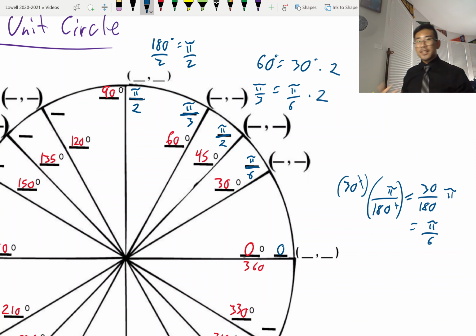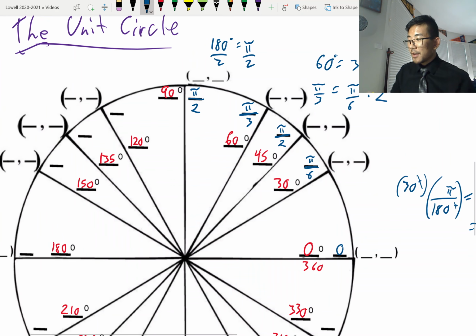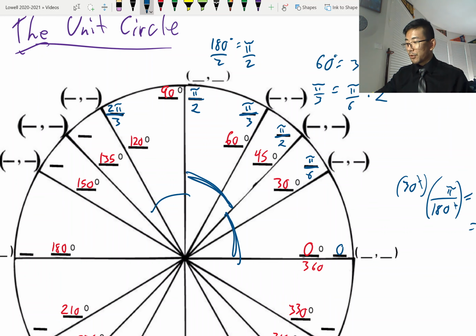Again, what's nice about this is that you don't have to memorize the radians all the way around, right? Because think about this, 120 is just 60 times 2, so pi over 3 times 2 would be 2 pi over 3. Likewise, 135 is 45, 45, and 45, so 45 times 3. That's pi over, oops, I apologize, that should be pi over 4 right there. This will be 3 pi over 4.